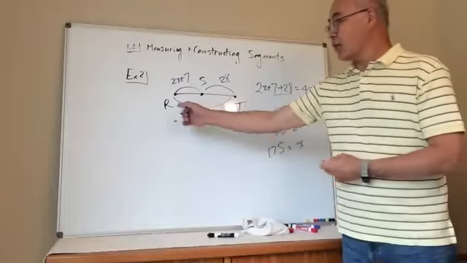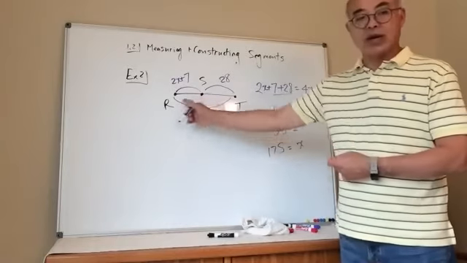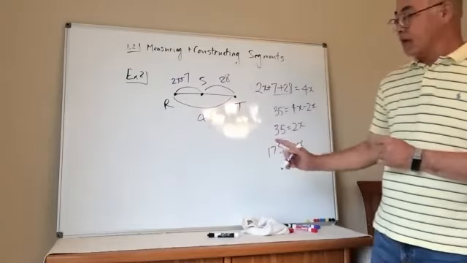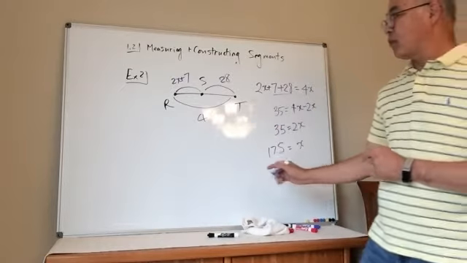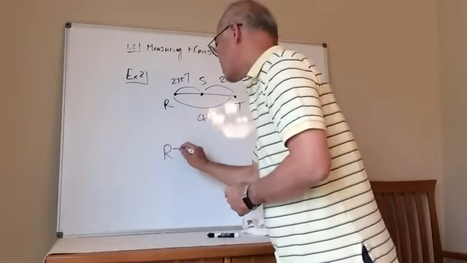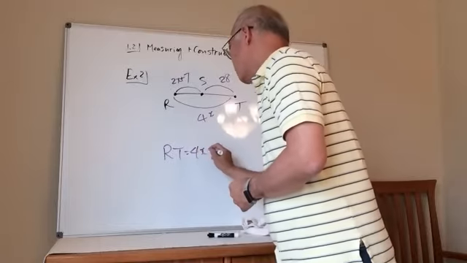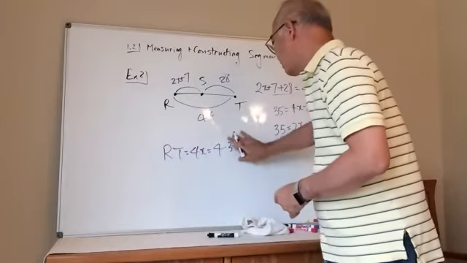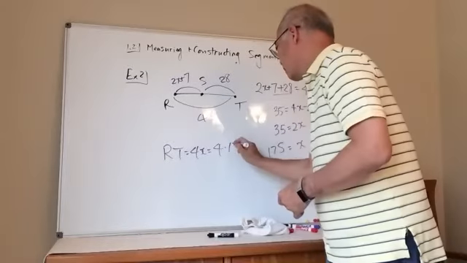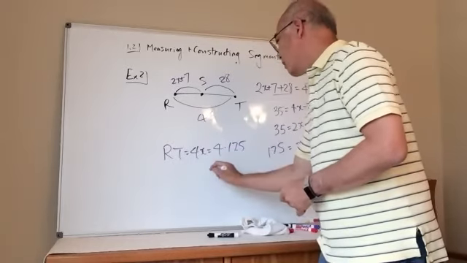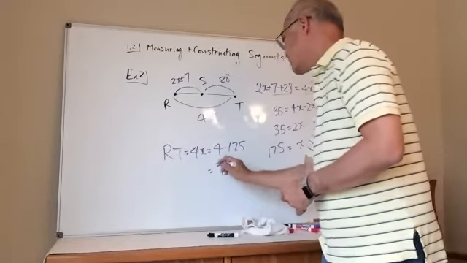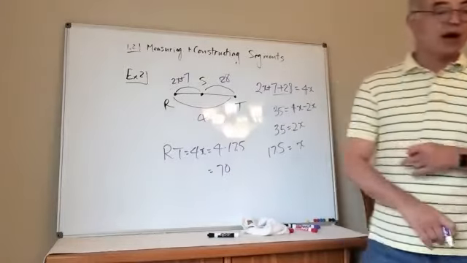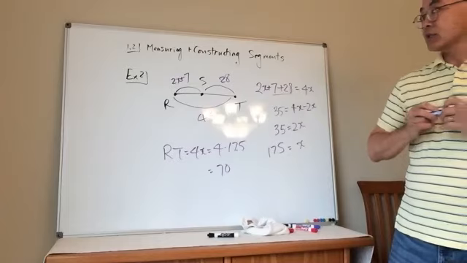Because they asked me what RT was, right? And RT is not x, it is 4x. So I have to multiply this guy by 4. So RT, my final answer, is 4x, which is equal to 4 times 17.5. If I do that, I get 70. So that's my final answer. RT is equal to 70 inches.